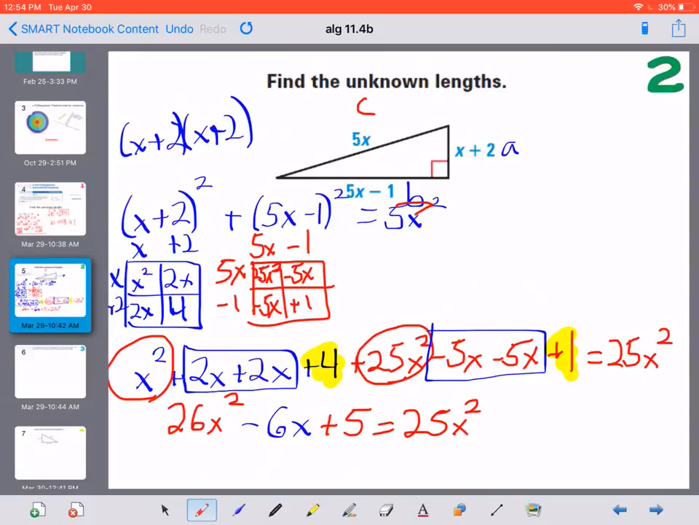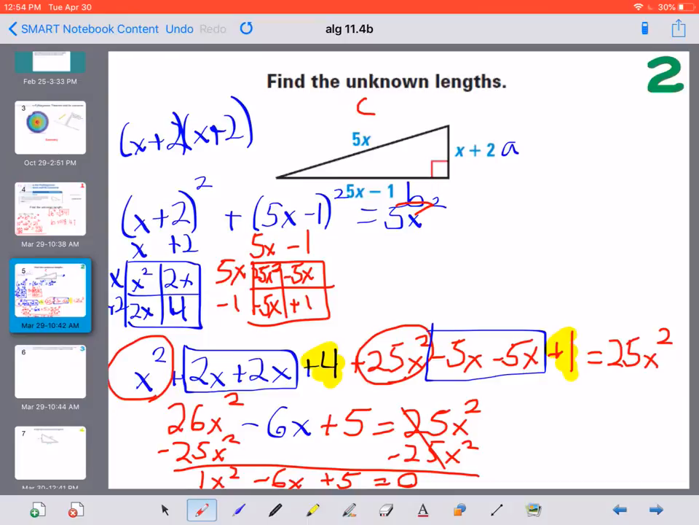We need to subtract the 25x squared to get that by itself. So that cancels out. We get 0. 26x squared minus 25x squared is 1x squared minus 6x plus 5 equals 0. Now, we're almost done. Now that I see I have a trinomial, what I have to do is factor that.